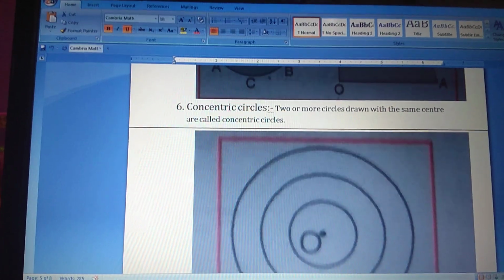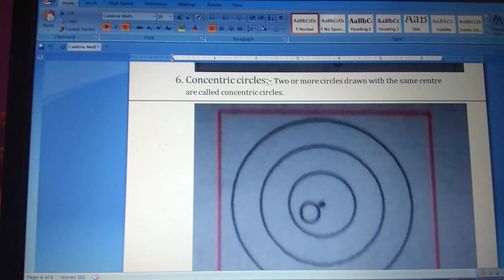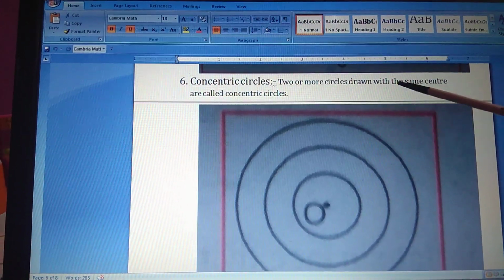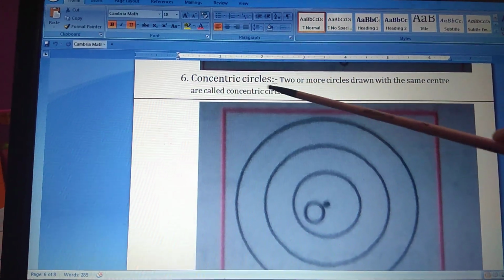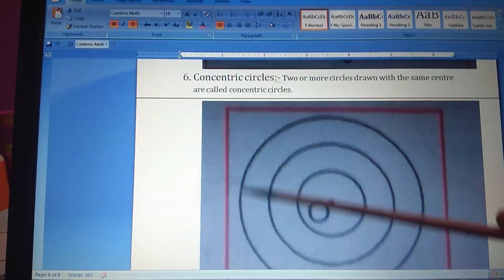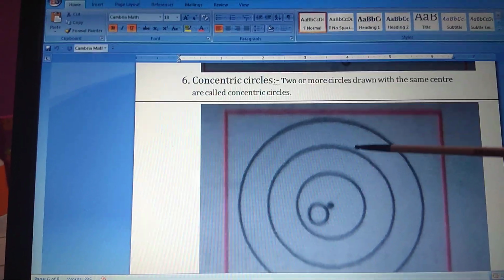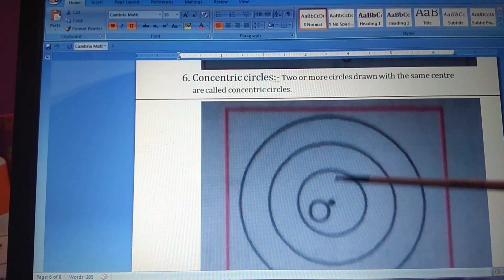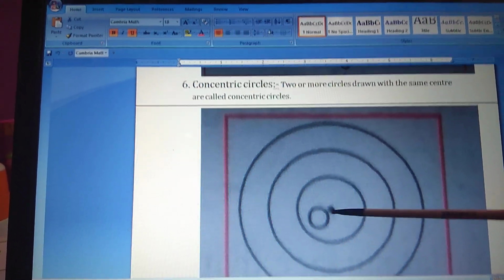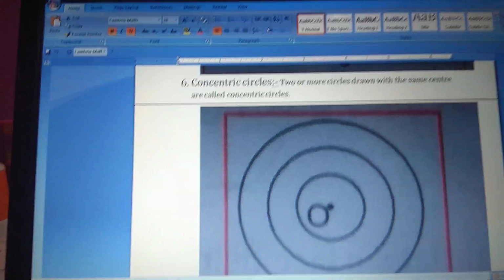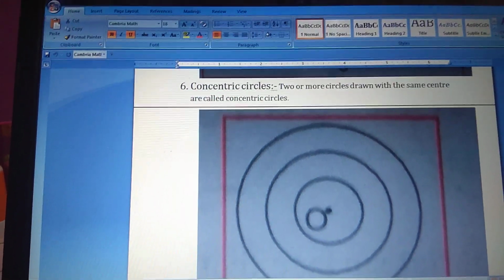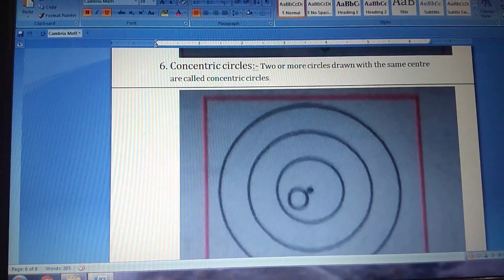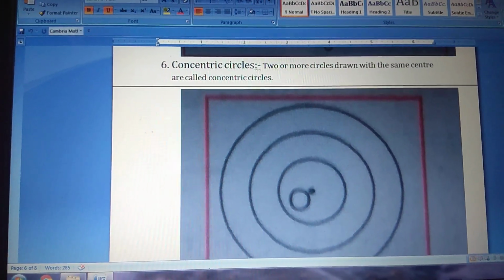Now the sixth and last point is concentric circles. Two or more circles drawn with the same center are called concentric circles. So here in the figure you can see 1, 2, 3 circles are drawn. All the 3 circles have the same center O and they are one inside the other. These are called concentric circles. So these all are the definitions related to circles.